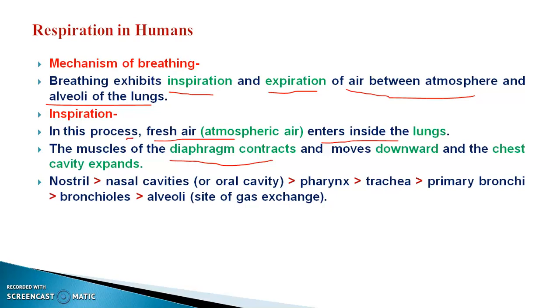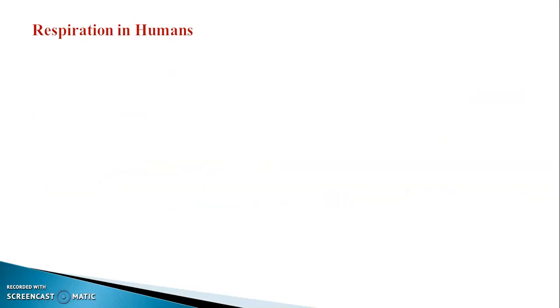So this is the pathway. First of all, this is the nostril through which the air enters our body. Next is the nasal cavity. Then air moves into the pharynx. Then trachea. Then primary bronchi. Then bronchioles. And finally it reaches the alveoli. So the alveoli is the site of gas exchange.